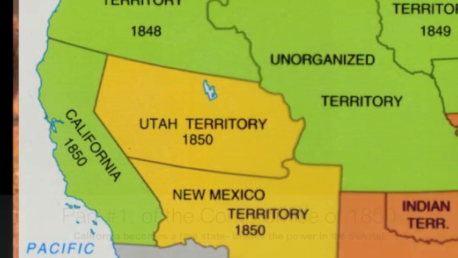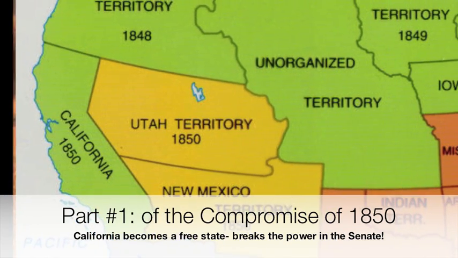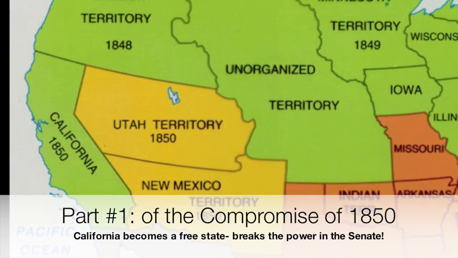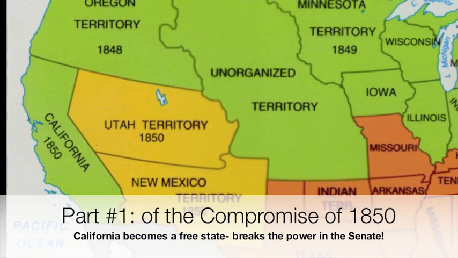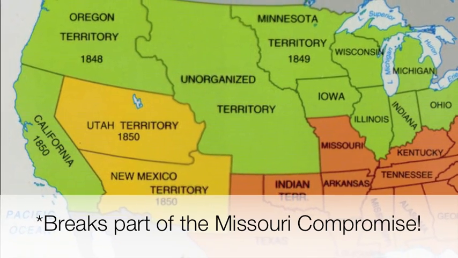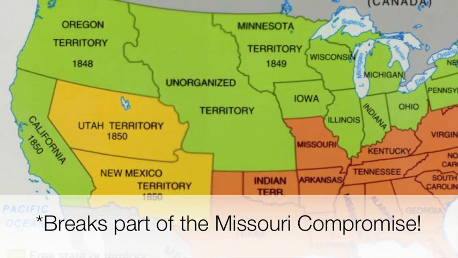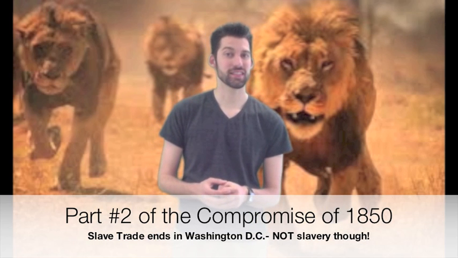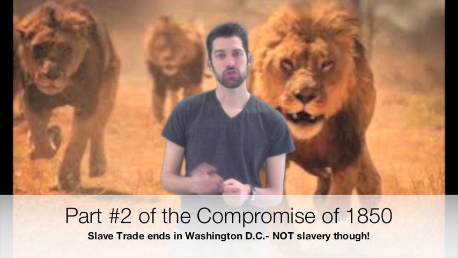One of the parts of the Compromise of 1850 is California is going to be added as a free state. The North is going to love this because we're not adding a slave state, which goes against the Missouri Compromise, that whole add one, add one, add one, add one. So good for the North. And we're going to do something else. We're going to stop slave trade in Washington, D.C. Now, we didn't actually stop slavery there, but it's a step in the right direction.